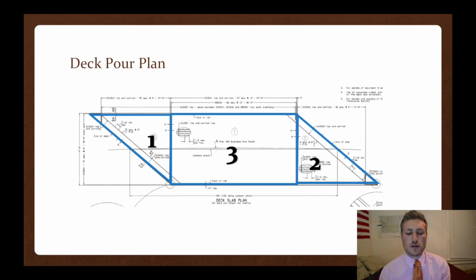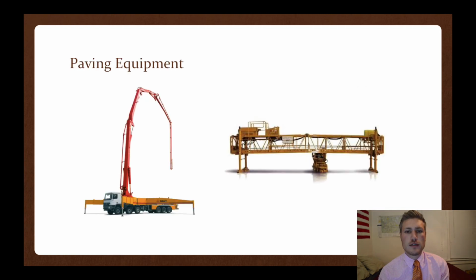To pour this deck, we're going to be doing this in 3 sections to avoid deflection in the overall bridge. Section 1 will be to the far left, closest to abutment A, and then we'll move the bidwell down to abutment B, where we'll do this triangle. Once these 2 spans are dried, we can move on to the 3rd span, which is the longest span. To pave this deck, we're going to need to bring in a bidwell from the yard, as well as a pump truck, which will be on rent.